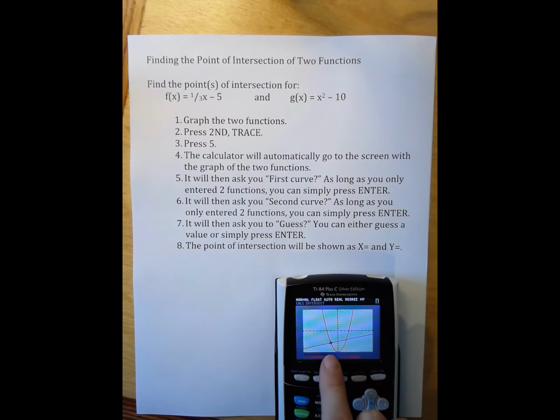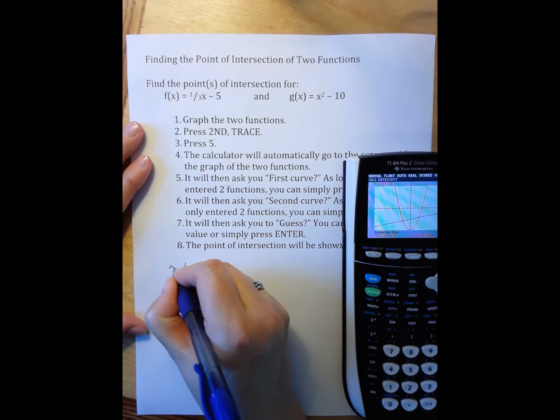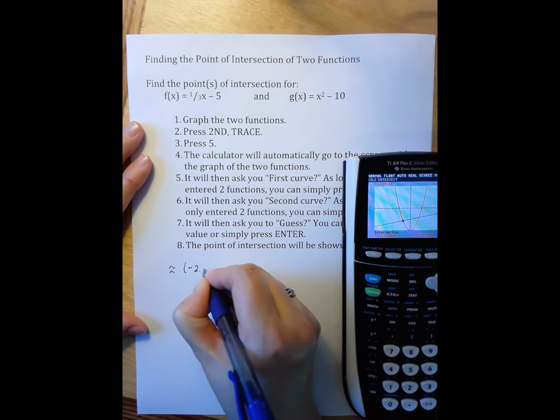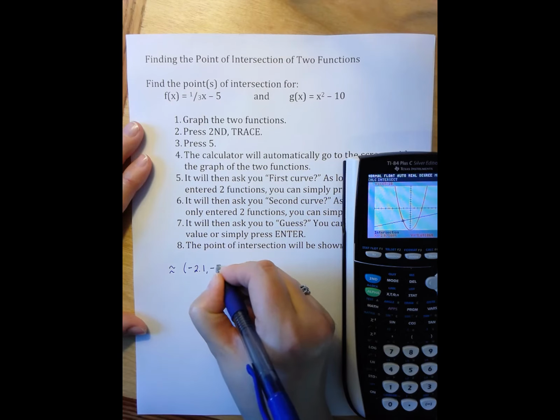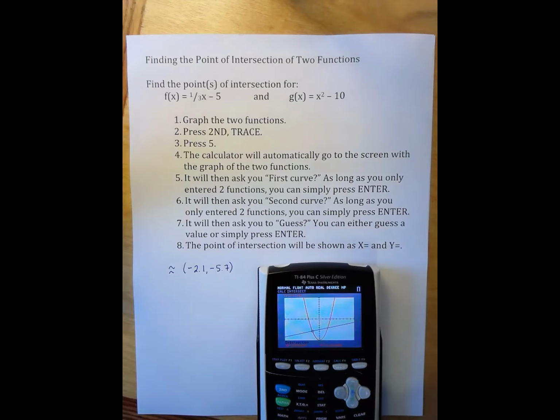You'll see that at this point, it's given me a value right here where the cursor is blinking. One of the points of intersection occurs at approximately -2.1, -5.7. In this case, the values are approximate because the decimals aren't terminating. I don't see a pattern, they continue, and so I have to give an approximate. There's no exact value there.